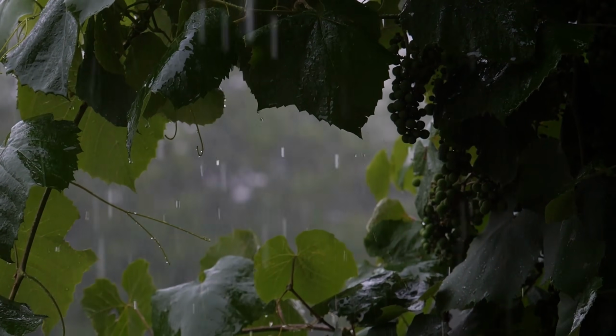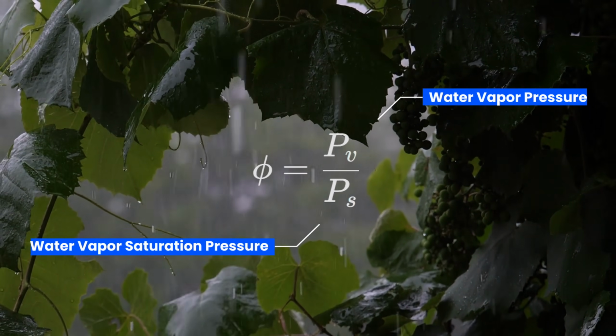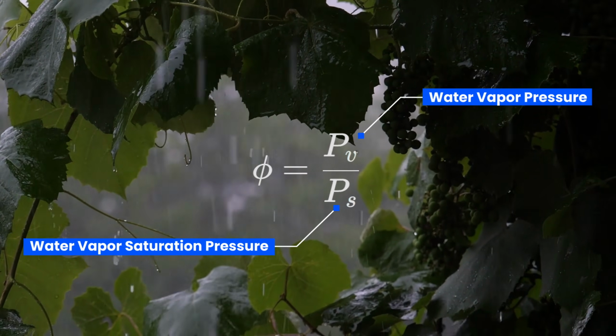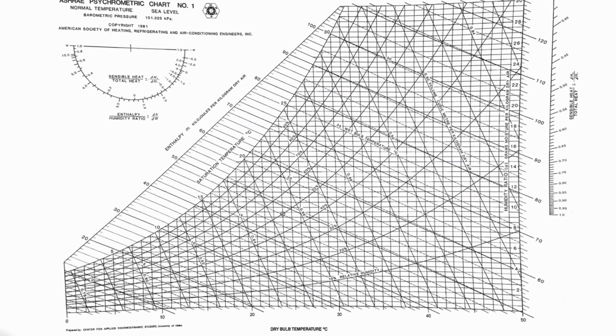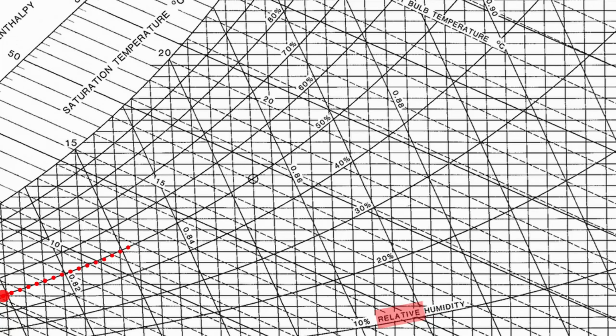The relative humidity is calculated based on the ratio of the water vapor's partial pressure to the saturation pressure of water vapor at the same temperature. Back on the psychrometric chart, relative humidity shows how close or far a point is from the saturation line or dew point at any given temperature. This distance visually represents how much more moisture the air can hold before reaching saturation.